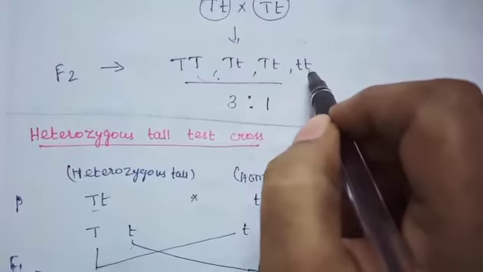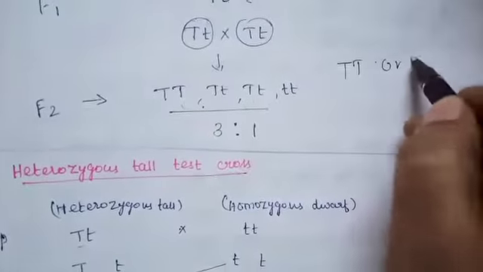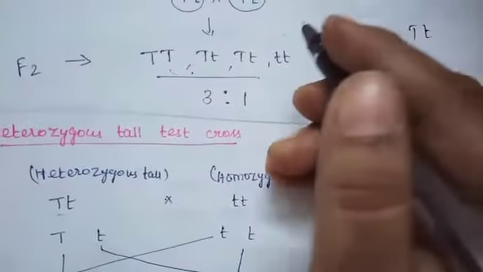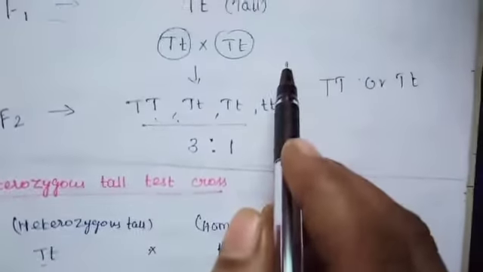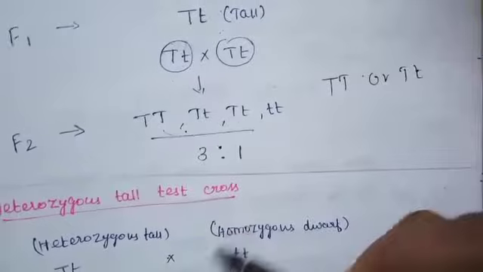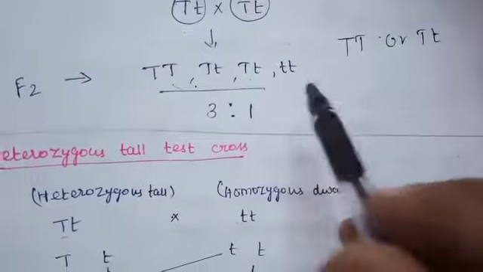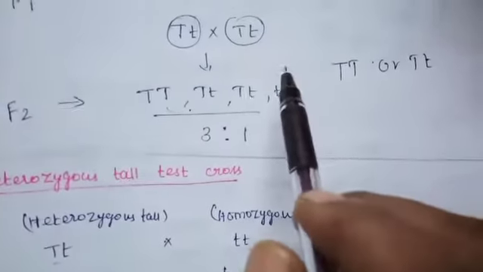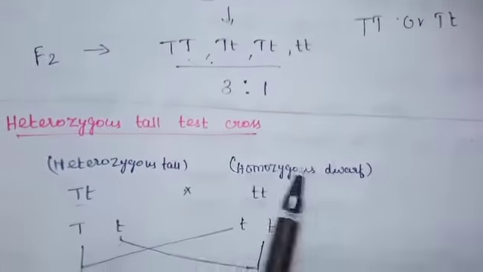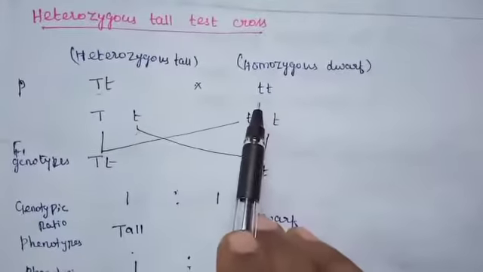So the genotype of tall plants, capital T capital T or capital T small t, from F1 and F2 cannot be predicted. To determine the genotype of a tall plant, Mendel crossed homozygous tall with homozygous dwarf, and heterozygous tall with homozygous dwarf. So this is a test cross. A test cross is used to identify whether an individual is homozygous or heterozygous for the dominant character. This is a heterozygous tall test cross: heterozygous tall, capital T small t, with homozygous dwarf, small t small t.